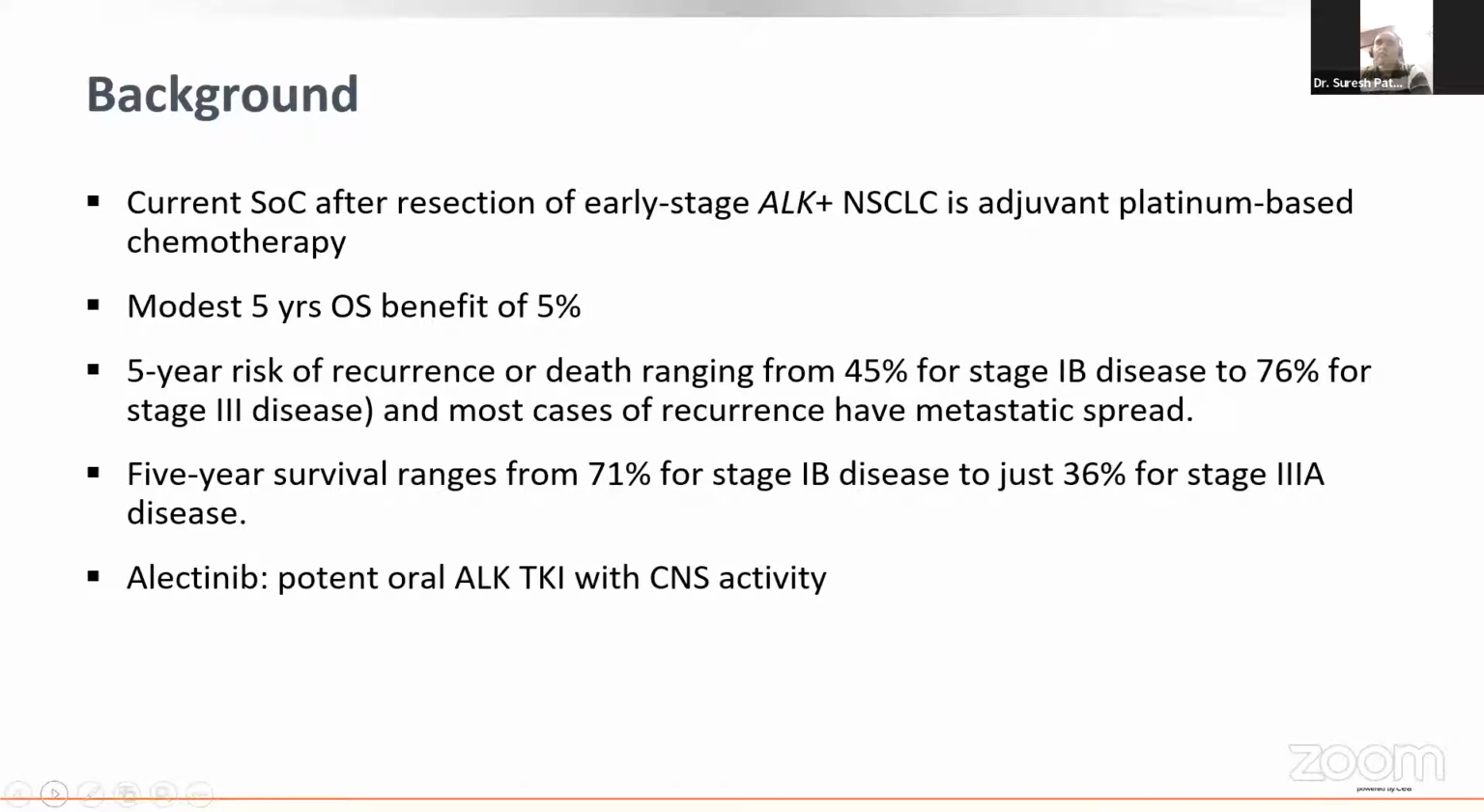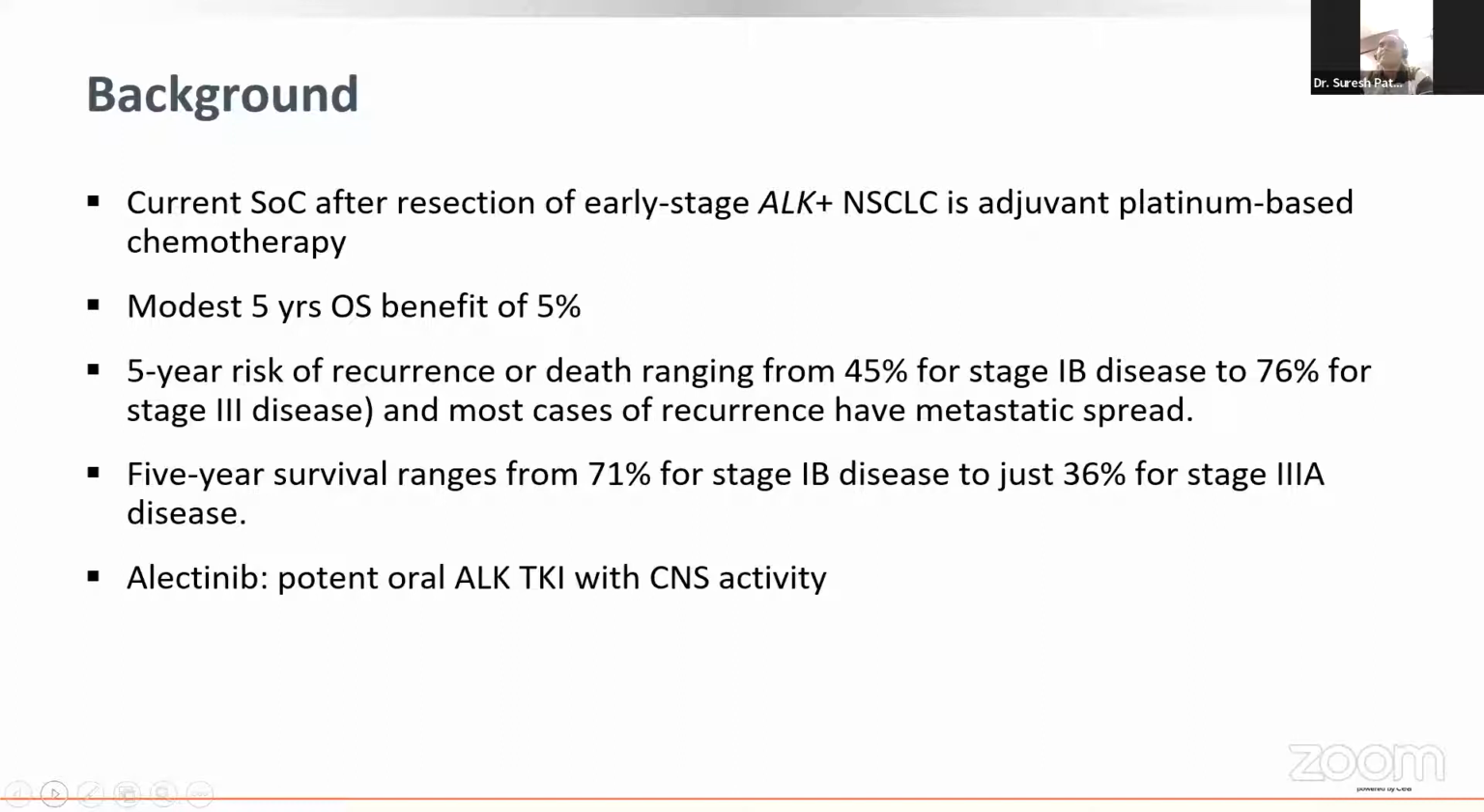When we look at the background, we know that the current standard of care after resection of early-stage ALK-positive NSCLC is adjuvant platinum-based therapy. And as we know, there is a modest 5-year overall survival benefit of 5% with adjuvant chemotherapy. The 5-year risk of recurrence or death ranges from 45% for stage 1B disease to 76% for stage 3 disease. So as the stage advances, the chances of recurrence increase. The 5-year survival ranges from 71% for stage 1B disease to just 36% for stage 3 disease.